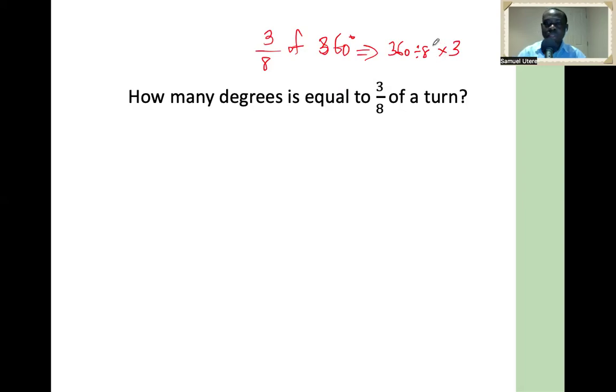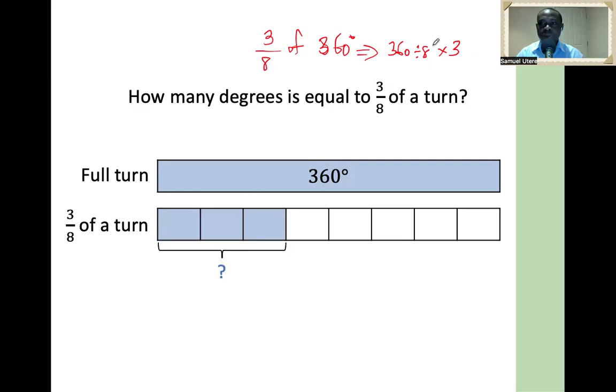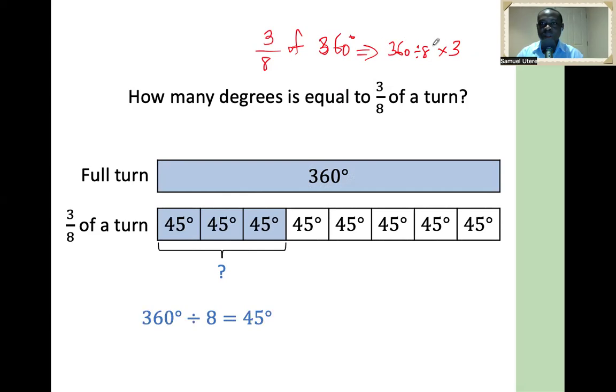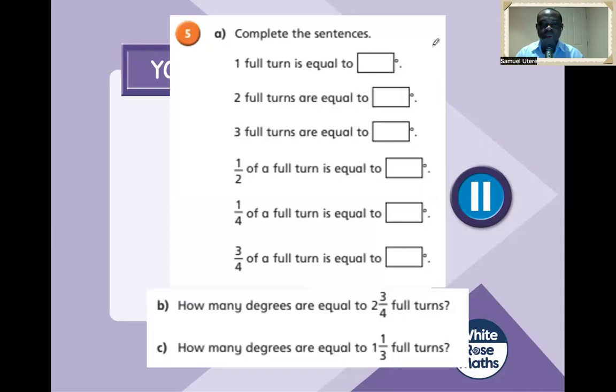Okay, let's think about it in a bar model. So in a bar model, 360 is the whole lot. 3/8 means we need 8 parts, of which we're going to take 3. So 360 divided by 8 is 45. So each of the blocks in the bar is 45 degrees. So 3 lots of that will be 3 times 45, which is 135 degrees. It's now time for you to practice what you've learned from the second part of the lesson. So pause the video and answer question 5 in 3 minutes.